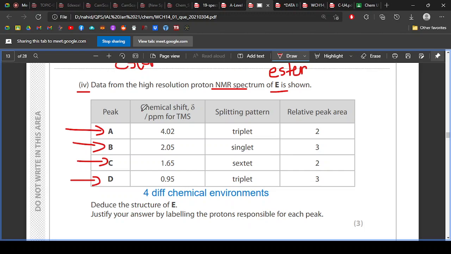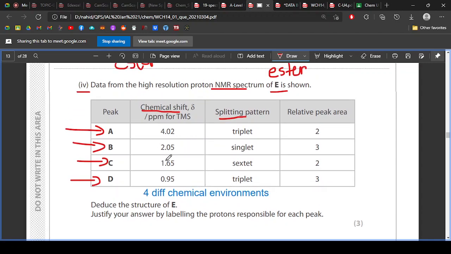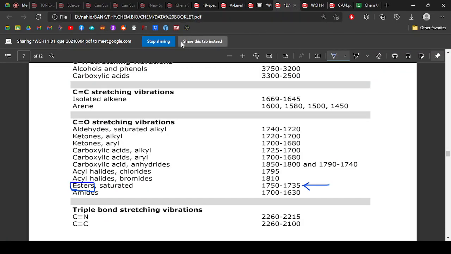Now, you can see here that they're giving you some chemical shift values, and also the splitting pattern, whether it's a triplet, singlet, or whatever is going on. And then lastly, they've told you to deduce the structure of E. So you have to actually figure out the actual structure. So let's take these values and take the help from the data booklet.